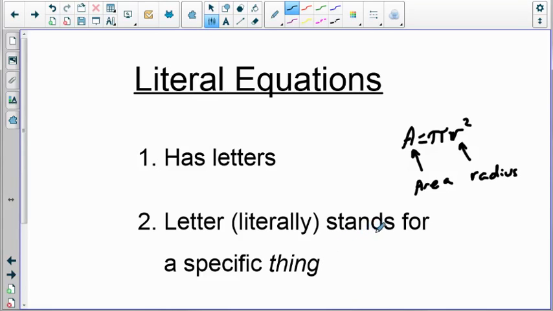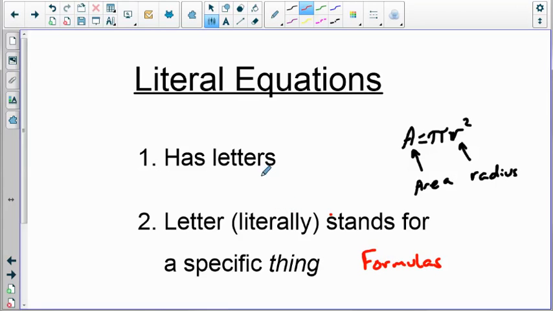A big example of literal equations would be formulas. Formulas like this one right here, area is equal to pi r squared. There are tons of formulas. E equals mc squared: energy is equal to mass times the speed of light squared. That's that whole famous Einstein thing. So when someone says literal equations, you kind of have to ask them or pick up from context exactly what they're talking about. Are they talking about an equation that just has letters, or an equation that has letters and those letters actually stand for something?